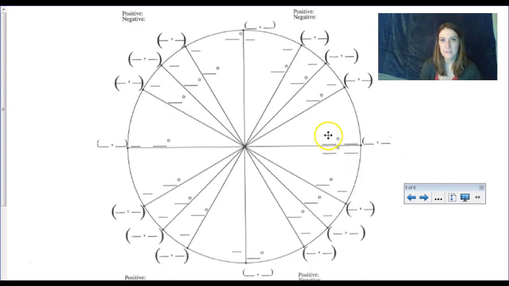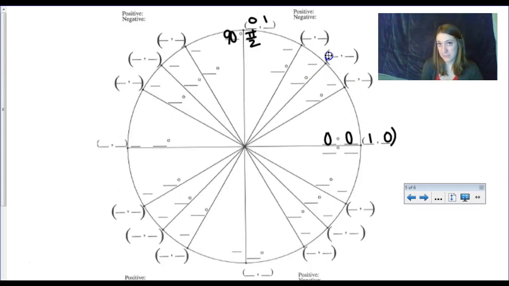So this is 0 degrees, also known as 0 radians. And this xy ordered pair, cosine sine ordered pair, is 1, 0. I'll go ahead and do this other quadrantal up here. This is 90 degrees, which is pi over 2. This is the cosine sine ordered pair of 0, 1.